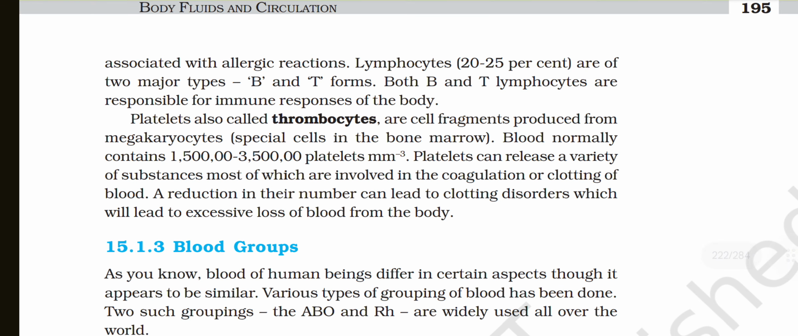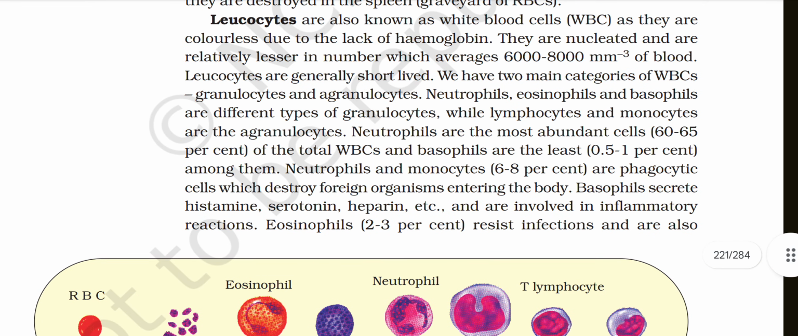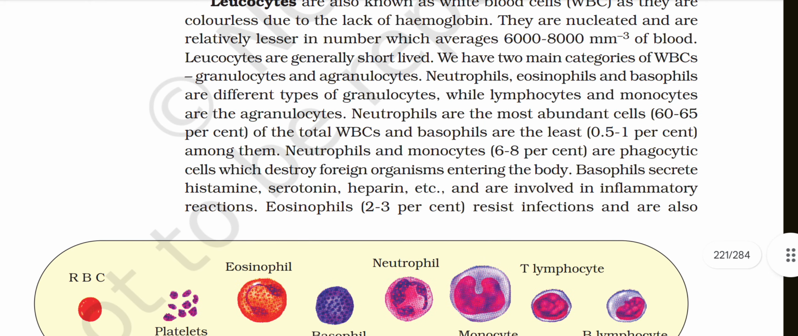Lymphocytes are of two types, B and T lymphocytes. Both B and T lymphocytes are responsible for the immune responses of the body. Again, we will read it again because this is important and not easy to grasp. Neutrophils are the most abundant of the total WBC, that is 60 to 65%, and basophils are the least, 0.5 to 1%.